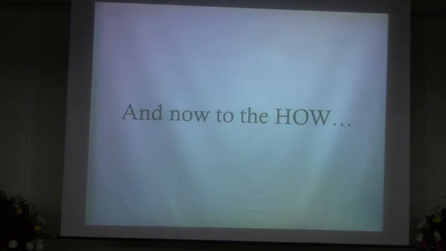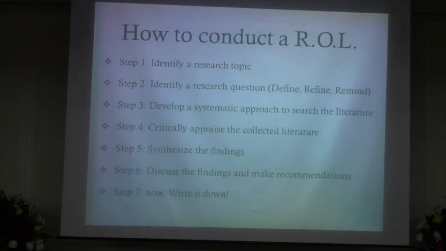And now to the how. How do we do a review of literature? I summarize this in 7 steps. The first one is to identify a research topic. What do I want to talk about? And then to identify your research question. Define that question, refine that question, and keep reminding yourself about that particular question, because you don't want to be sidetracking.